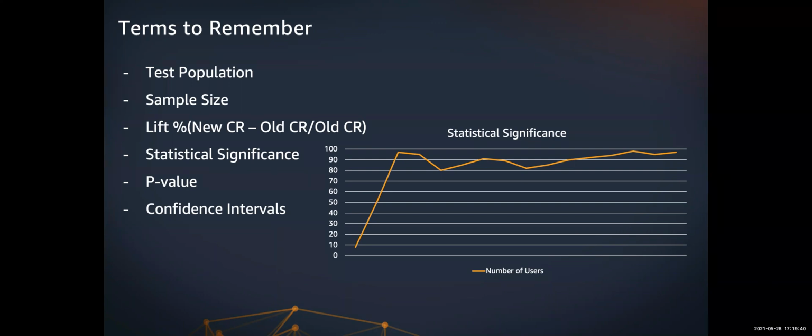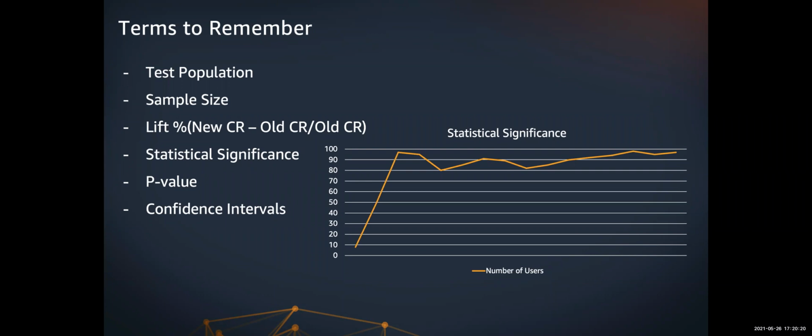The lift measures the increase or the decrease in the conversion rate. So it's basically checking the conversion rate. Is it getting better or worse? And if it's getting better, by how much? So it's a really important measure that tells you if the variation that you're testing is better or worse than the control. And the calculation for it is quite simple. It's the new conversion rate minus the old conversion rate, divided by the old conversion rate.